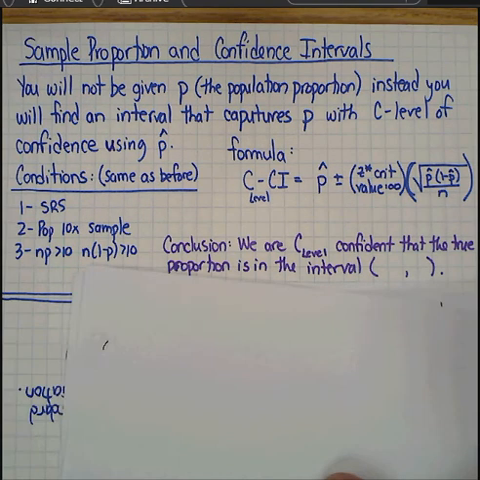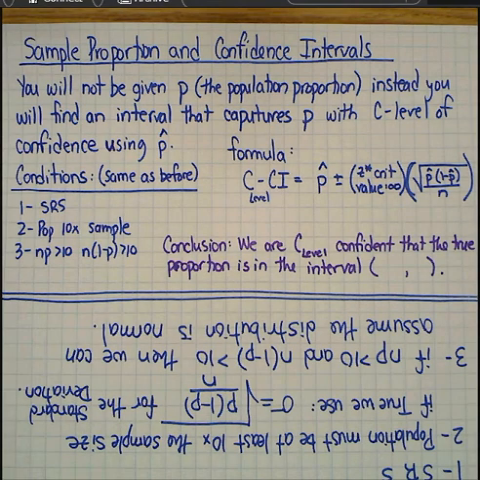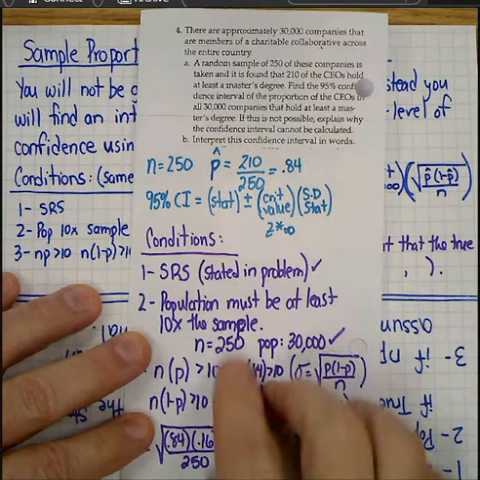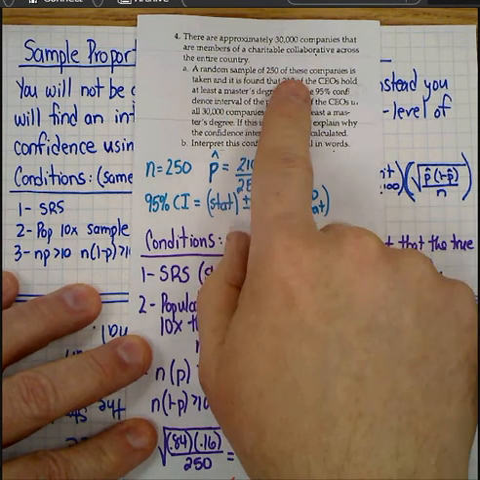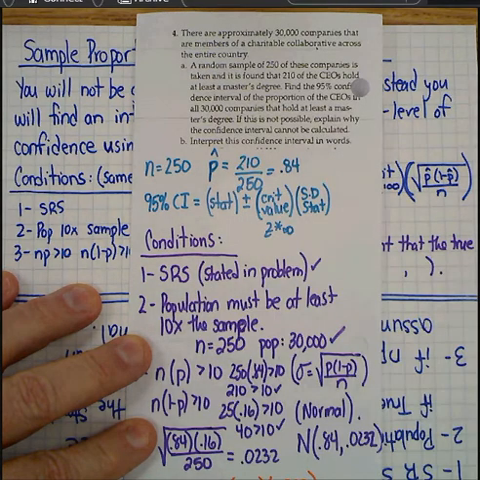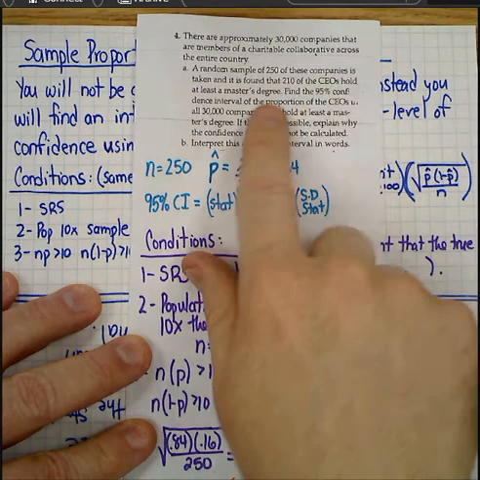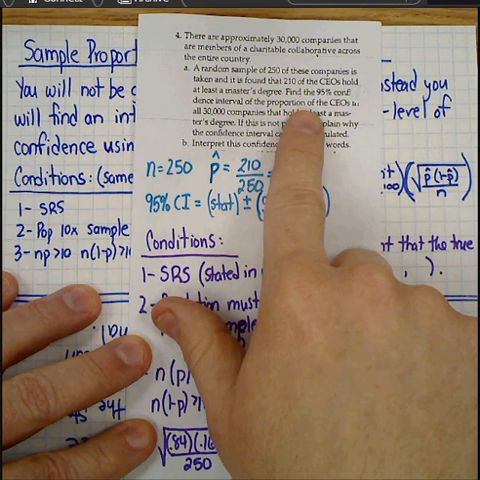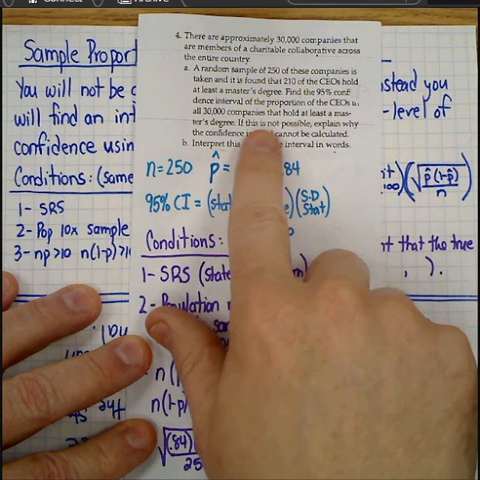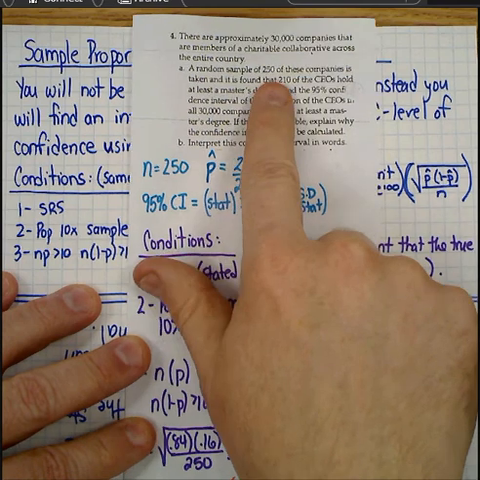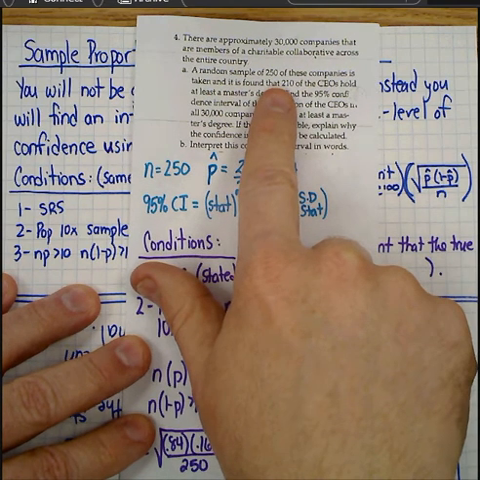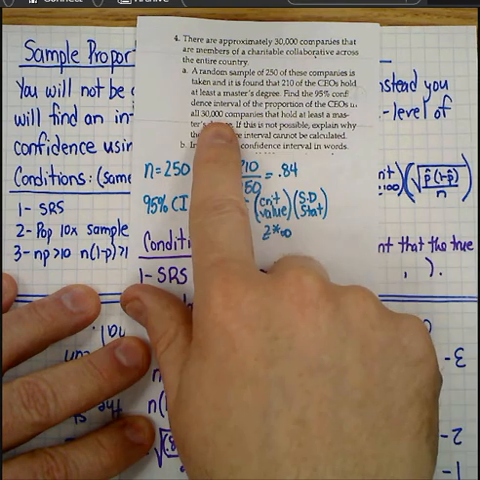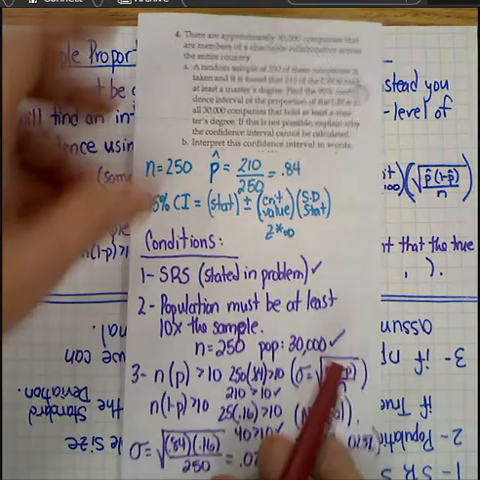Looking at an example that illustrates this, one of the homework questions that we had to do. It talks about approximately 30,000 companies that are members of a charitable collaborative across the entire country, a random sample of 250 of these companies, and they're talking about CEOs having a master's. They want the 95% confidence interval for all 30,000. We know that 210 of our 250 have master's degrees, and they want to use that information to make a conclusion about all CEOs from all 30,000 companies.